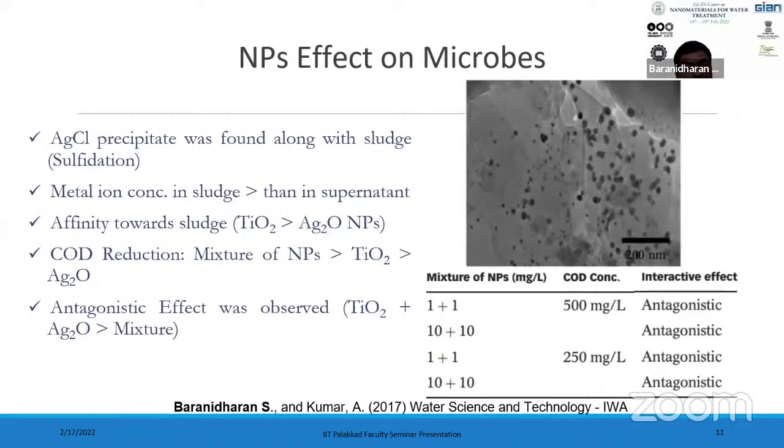With respect to the performance of the lab scale reactors, COD reduction showed mainly an additive effect, or otherwise the mixture was outperforming. The mixture of both metal oxide nanoparticles was outperforming the individual effect of these nanoparticles on the system performance. An antagonistic effect was observed. That means the combination of two different nanoparticles had a greater effect compared to the individual nanoparticles in the system. So it was well proven that these nanoparticles interfere in the reduction of pollutants, or otherwise in the treatment of wastewater.